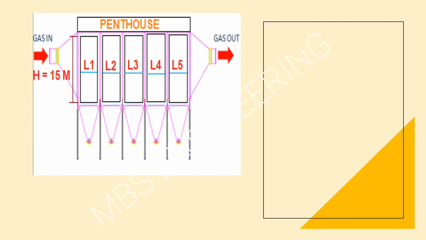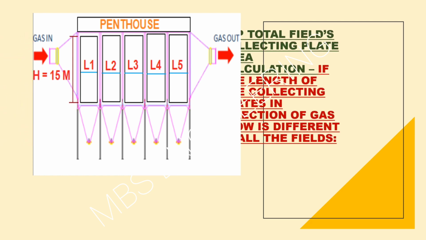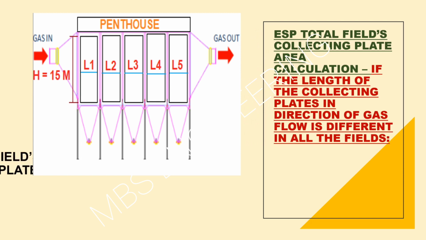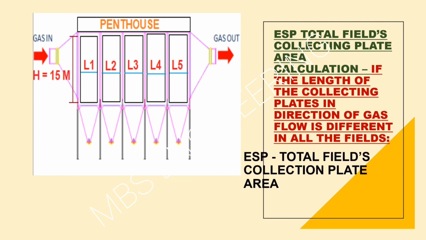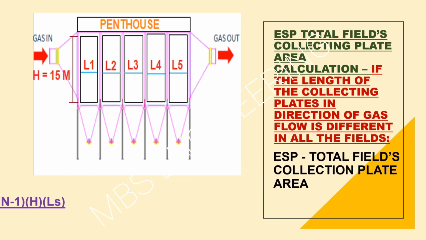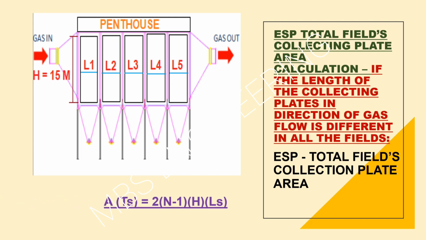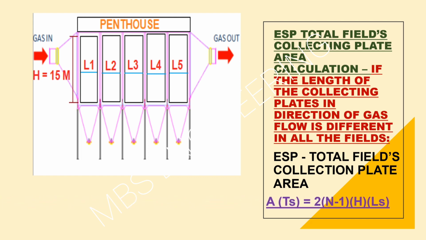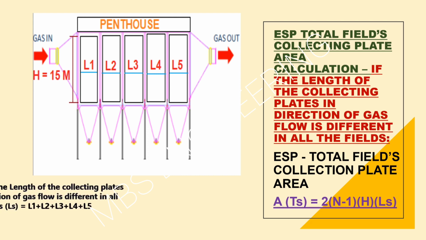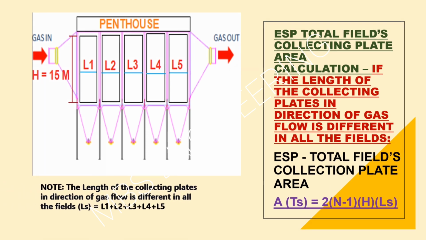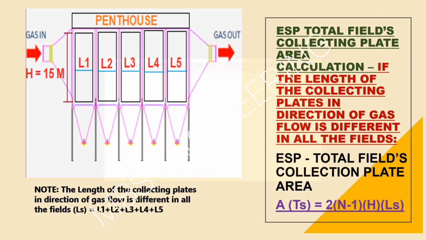Next, we are going to understand the ESP total fields collecting plate area calculation if the length of the collecting plates is different in all the fields. The ESP total fields collection plate area calculation equation is given below. ATS is equal to 2 multiplied by number of passages, multiplied by height, multiplied by length LS. Here, ATS is the total fields collection plate area in square meters, if the length of the collecting plates in the direction of the gas flow is different in all the fields.